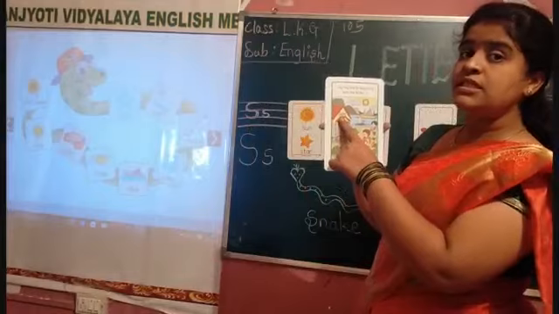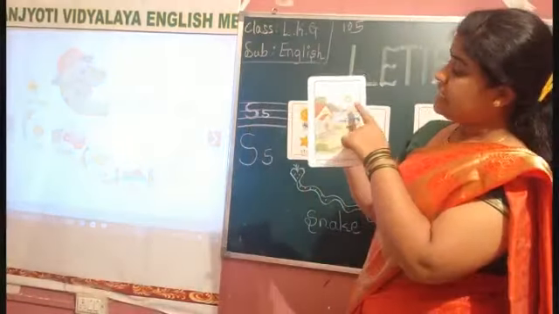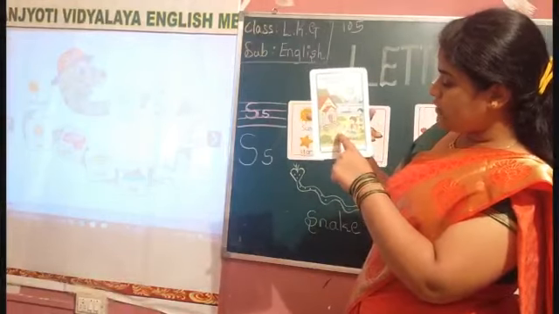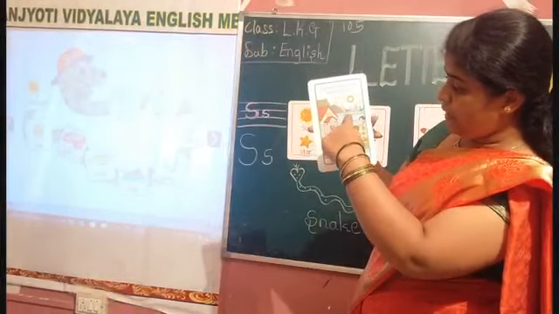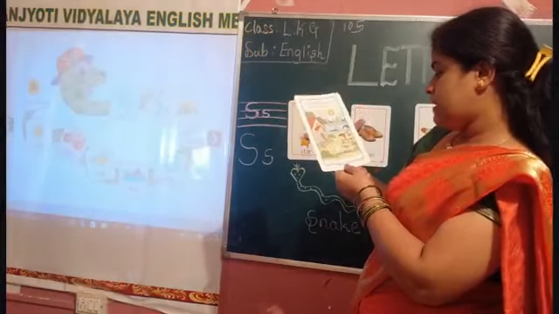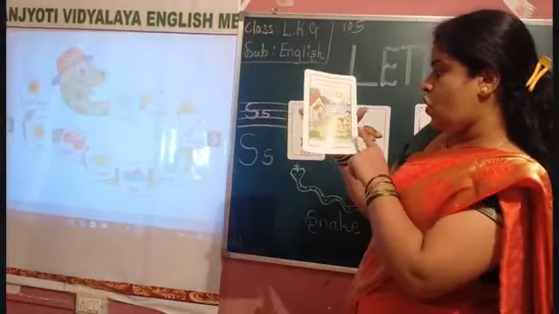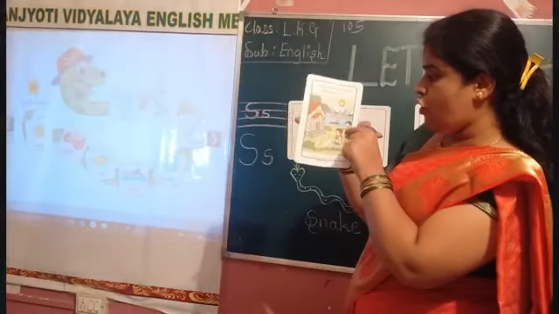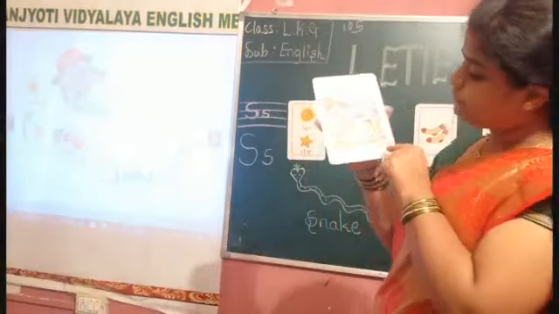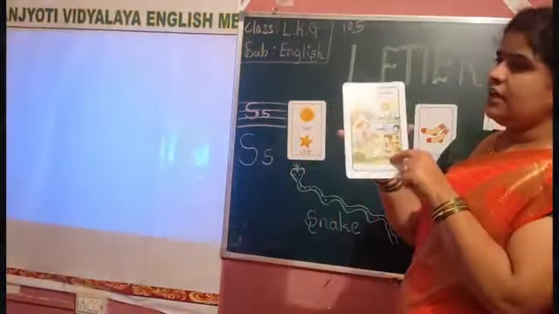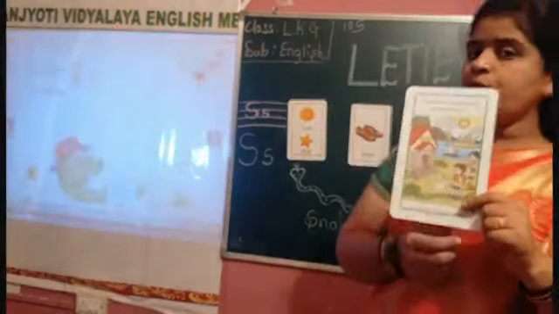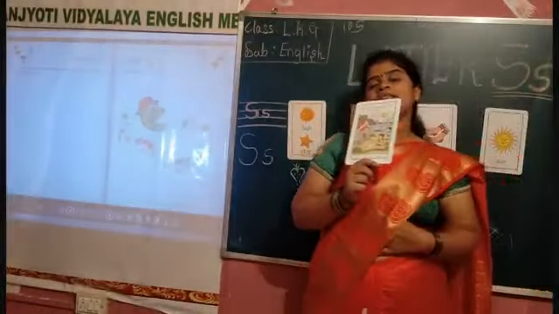School, sun, swan, sheep. Next, snake. Next one, soap. Where is the soap? Here, see here, a girl has taken a soap. Shoes. We now have pictures here which begin with the letter S.